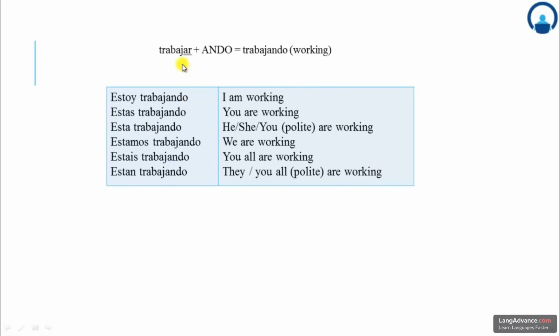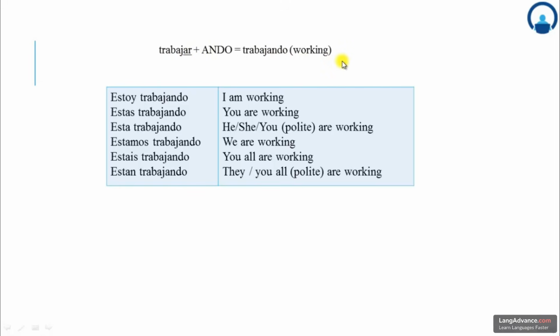Here it is, I have taken the verb trabajar. Trabajar is an AR verb and I have removed the AR. I have replaced it with ando and thus I get trabajando. That means I've got an ing verb which means working. Trabajar means to work and trabajando means working.